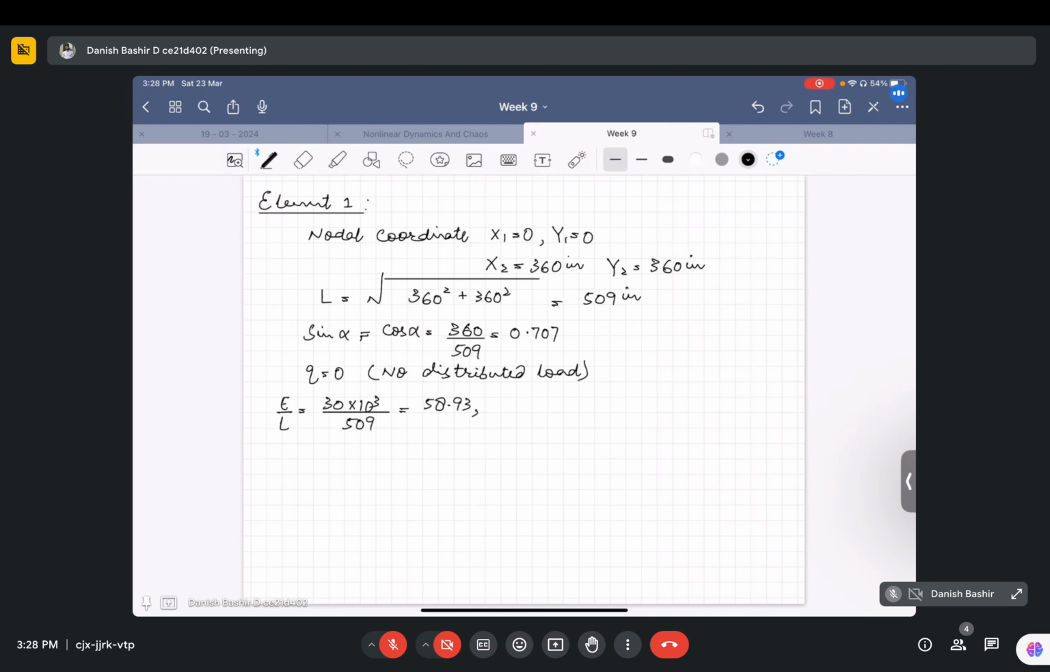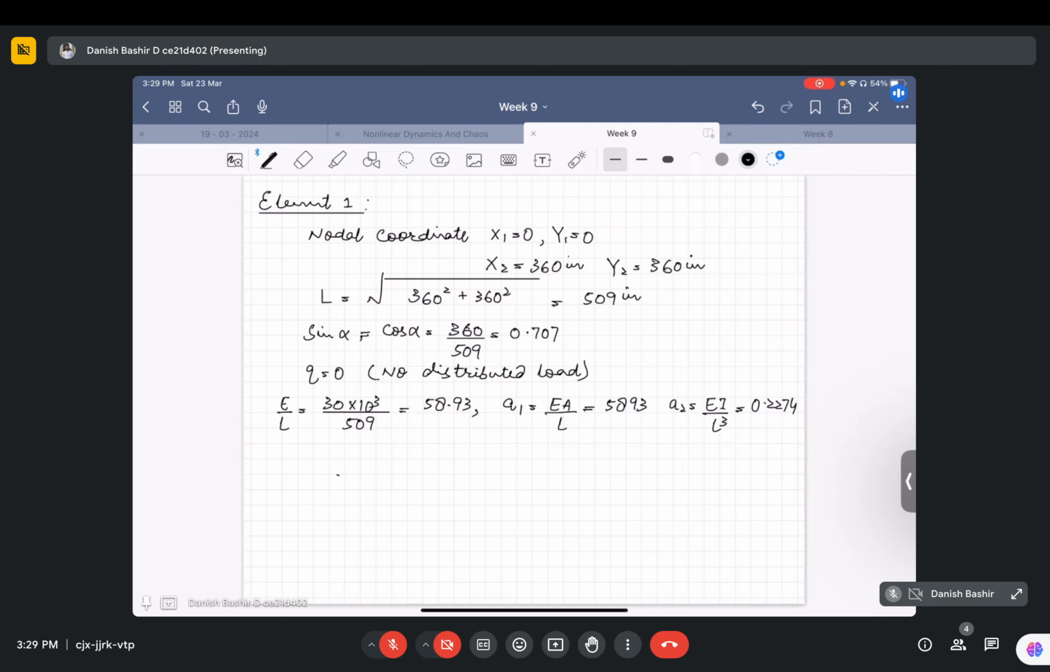We have to compute other things, that is other constants. A1 is called EA by L, that comes out to be 5893, and A2 is equal to EI by L cube. This comes out to be 0.2274. I hope this thing is clear to you.